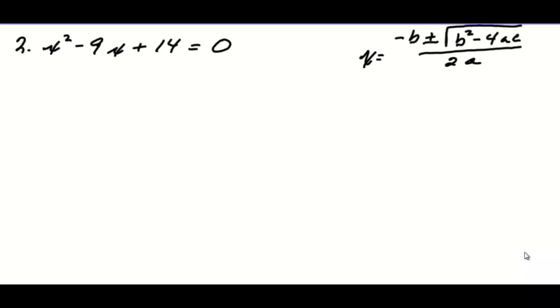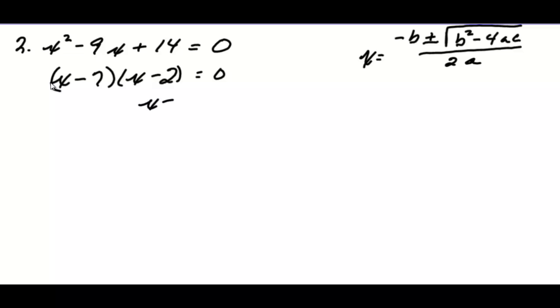If you notice in problem number 2, I am able to factor x squared minus 9x plus 14. The question is, what two numbers when multiplied together give you 14 and when combined give you 9 or negative 9? Those happen to be (x minus 7) times (x minus 2) equals 0. And in fact, this is the quickest and easiest way to solve quadratic equations, if you're able to factor the trinomial.